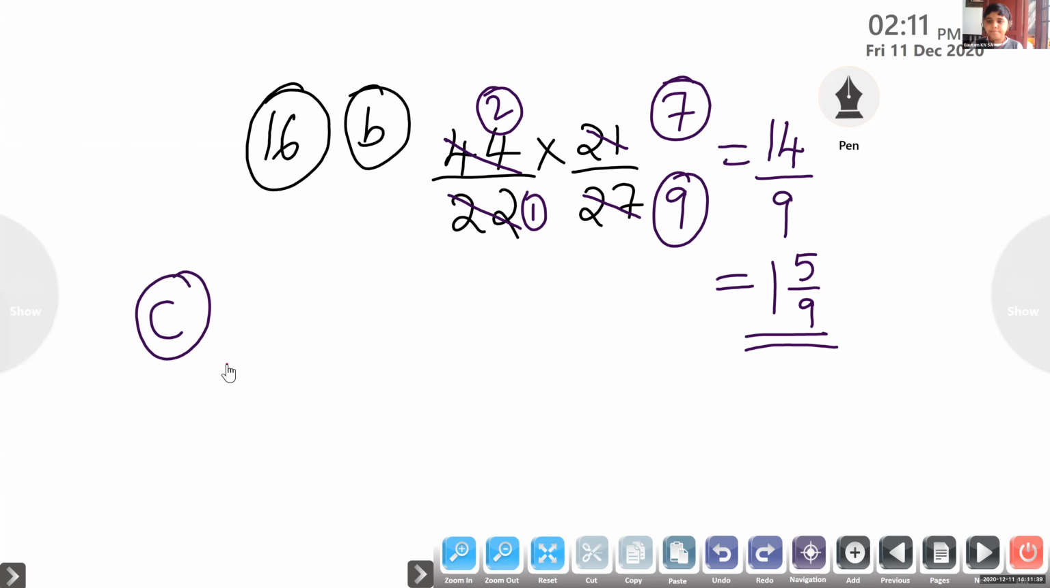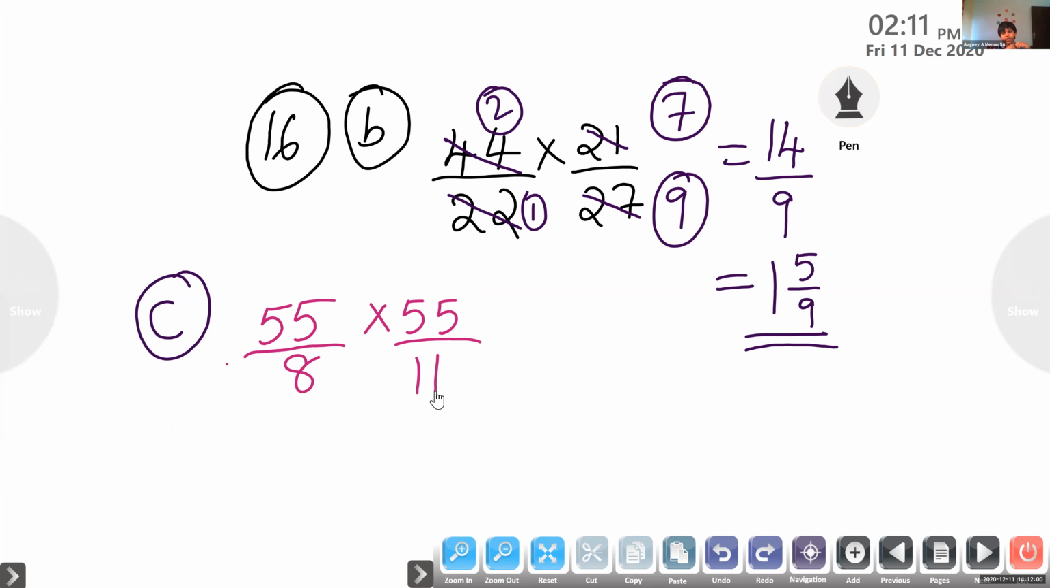Wait. Now here, 55 divided by 8 into 55 divided by 11. Here 55 and 55 we cannot cut, because they are not one denominator and one numerator. You cannot cut 55 with 55. Okay. Adil, by which number can we start with cutting?